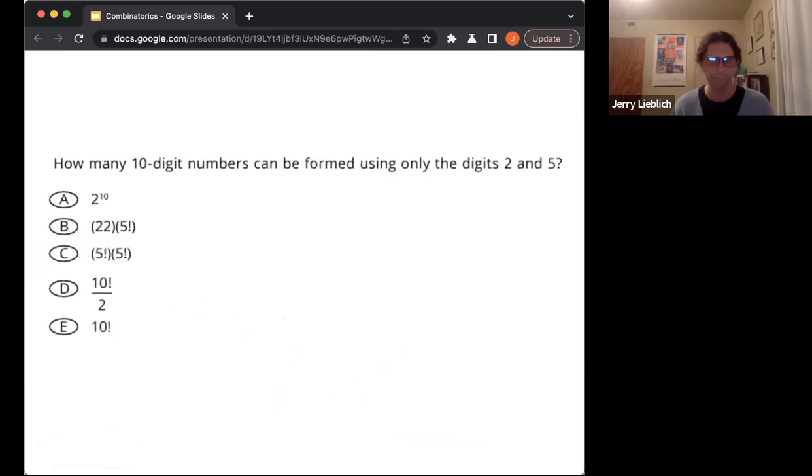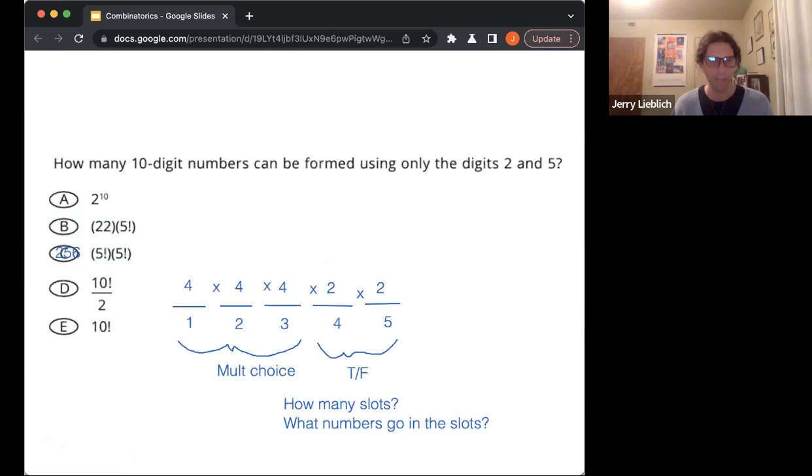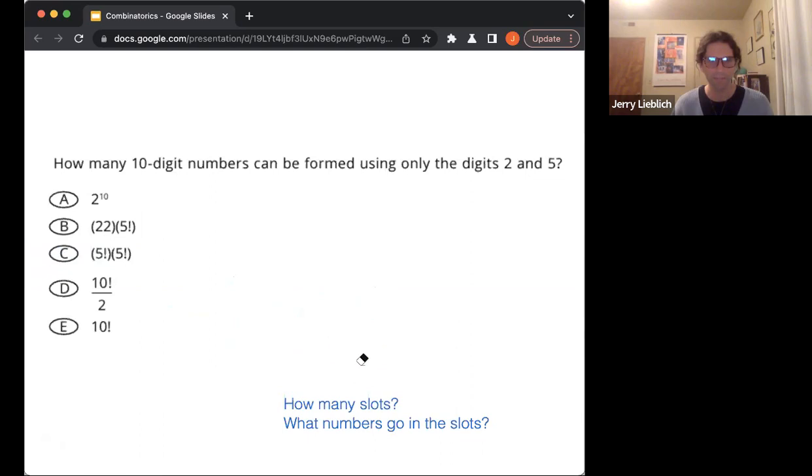This one a little tougher still. I want you still to think about how many slots and what numbers go in those slots.